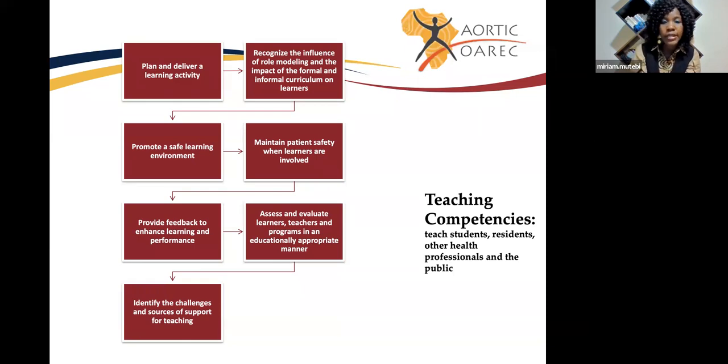And so part of what we're hoping to do through the course of the training is, one, to help you plan and deliver a learning activity, and again, to hopefully recognize the influence of role modeling and the impact of the formal and the informal curriculum on learners. It's not just, practice what I say, it's more about how do you model in such a way that learners are able to pick up on both the mentioned and unmentioned aspects of the curriculum. How do we create or promote a safe learning environment where it's okay to have errors, but they're recognized and managed appropriately?